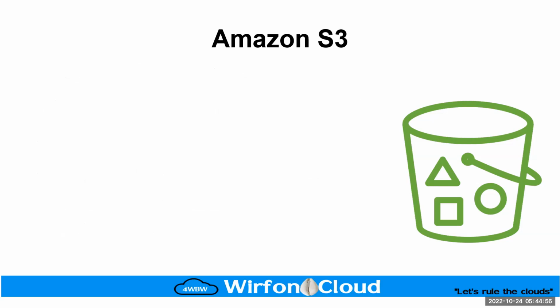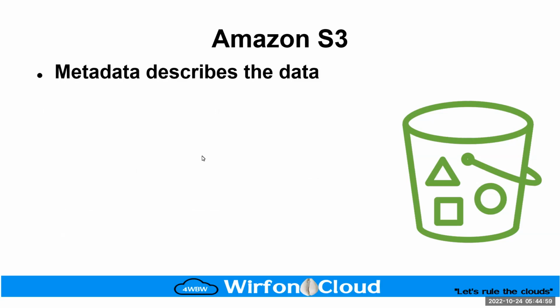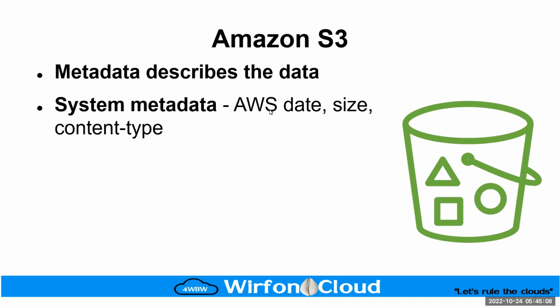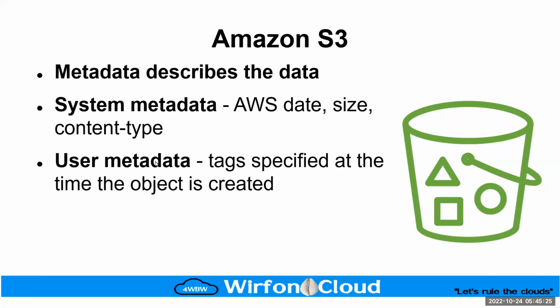I don't know, let's first look at metadata. So metadata simply describes the data, or the picture if there's a picture. You have the system metadata, which is comprised of the date, size, and content type. That means the date on which your object was uploaded. User metadata involves the tags specified at the time the object is created.